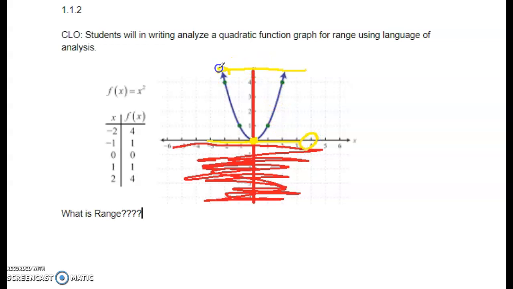But up here we can see we have an arrow here and an arrow here, which means that this graph is going to get bigger and bigger. It's going to go on forever in this direction. And we can call that infinity, right? Because that's positive. We're going up forever.